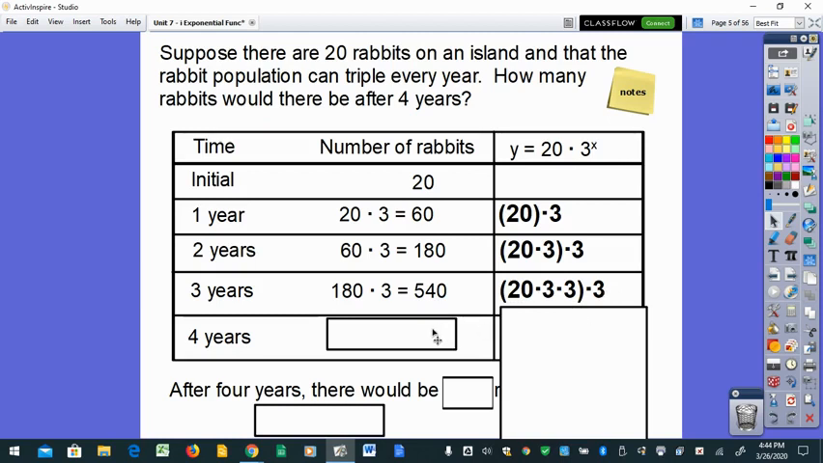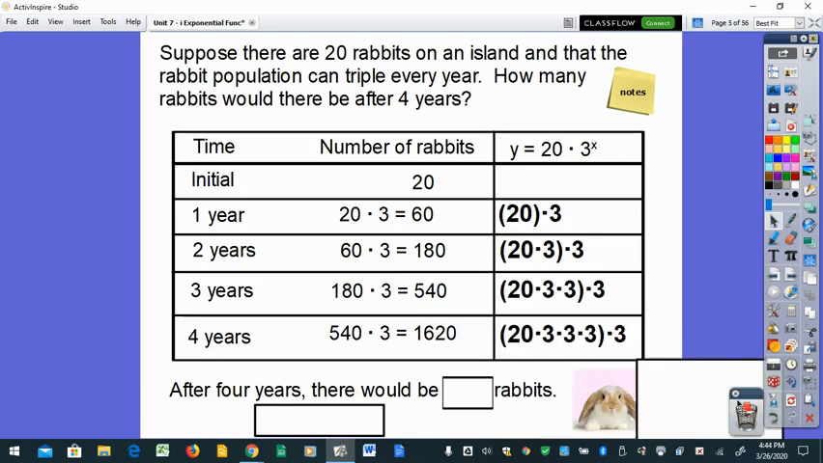And then if we go to 4 years, we'd be up to 1,620. And we would have multiplied that initial population by 4 factors of 3. And there would end up being 1,620 rabbits. If you look at this right here, you can see the formula developing with there's the start amount, and then it's times a base of 3, that factor of 3, and the x would be replaced by how many years. So if we put a 1 in for x, we would get the 60, and if we put the 2 in, we'd get the 180, and you can kind of see where this formula develops.